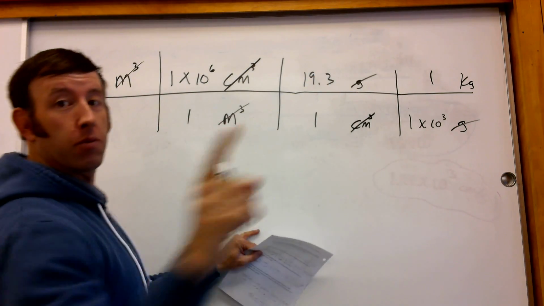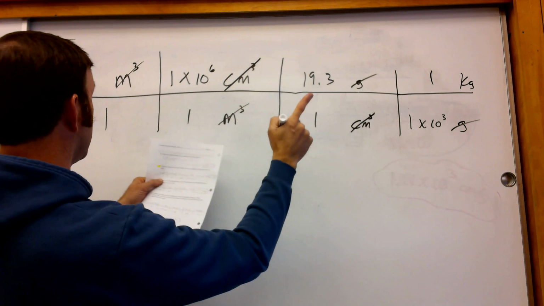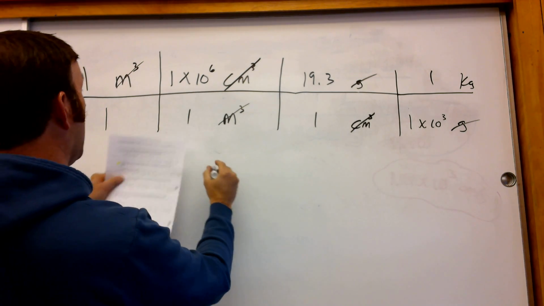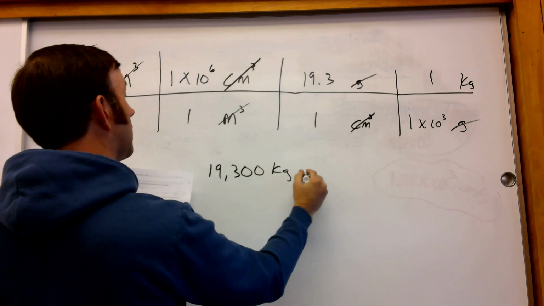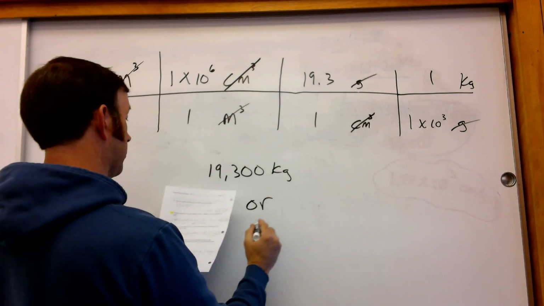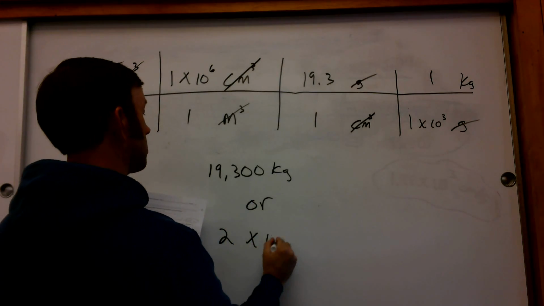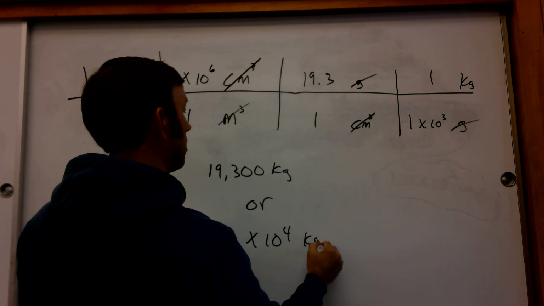So when you punch these numbers into your calculator, you should get 19,300 kilograms, or in scientific notation, 2 times 10 to the 4th kilograms.